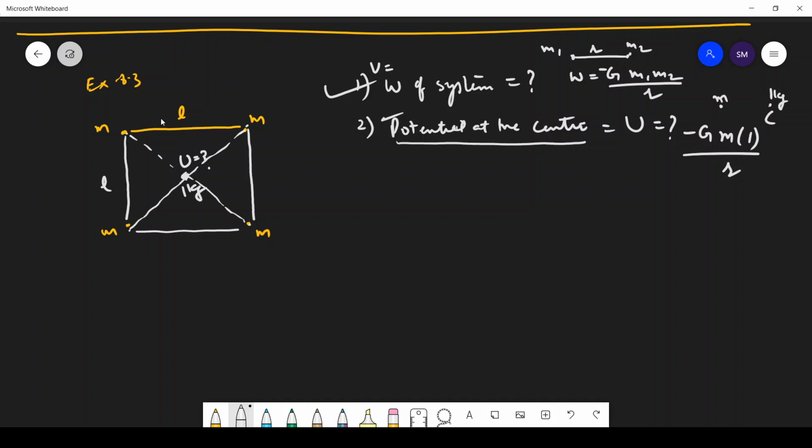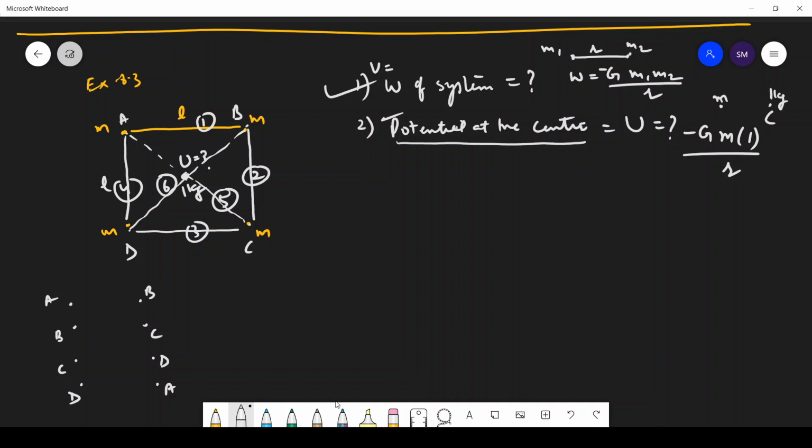Let us suppose these points are A, B, C, D. So what combinations do I have? I have AB, I have BC, I have CD, I have DA. Okay, so these are the four combinations. And now A and C, the gravitational potential energy between these two masses, so that's combination number 5. And D and B, this is combination number 6. So total 6 pairs are possible.